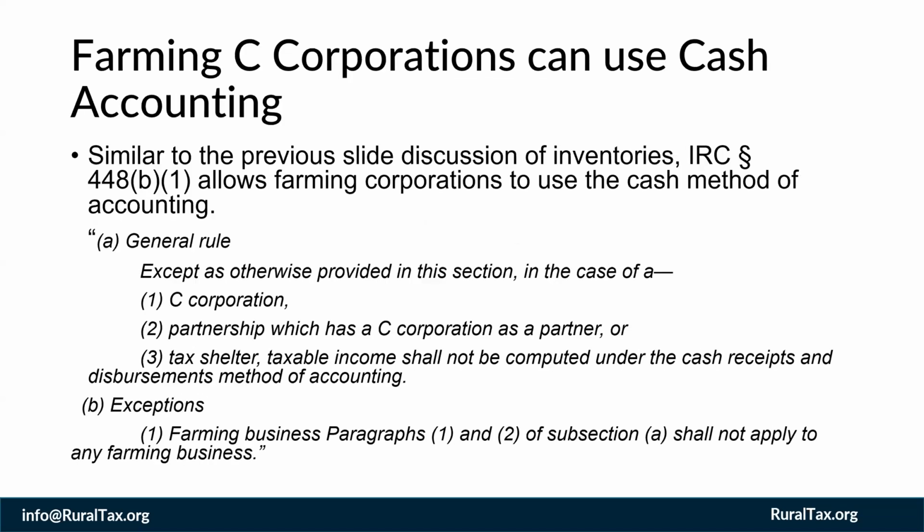Farming C corporations, this is one, and this may get into the weeds a little bit, but similar to when we looked at the discussion of inventories, Code Section 448(b)(1) allows farming corporations to use the cash method of accounting. And you can see the definition that is in there, that as a general rule, they have to, but the exception, and this is under paragraph B, farming business, paragraphs 1 and 2 of subsection A above are not going to apply to any farming business. So that is a benefit to them.